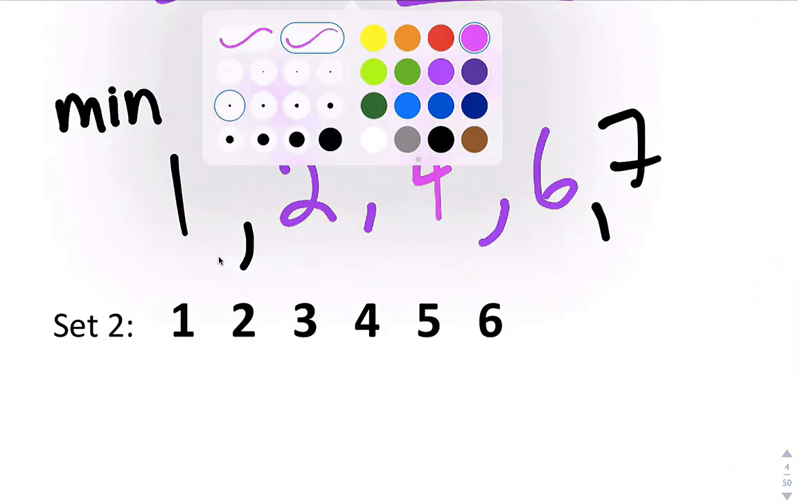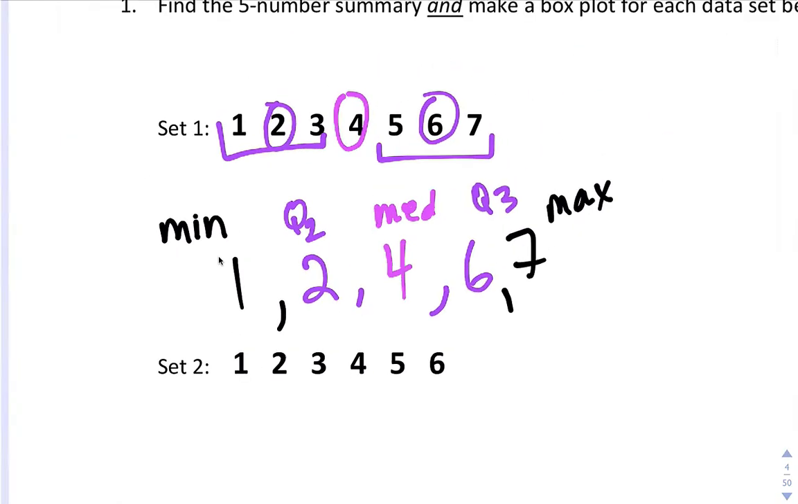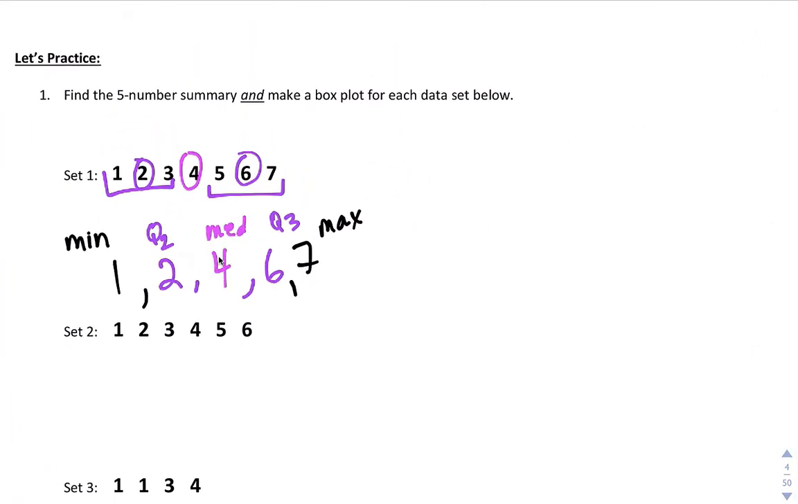I'm going to assume that this number is Q3 and the last number will be your max. So this is called your 5-number summary. Let's graph it. When you graph a 5-number summary, you have to start at least at the minimum. 2, 3, 4, 5, 6, 7.